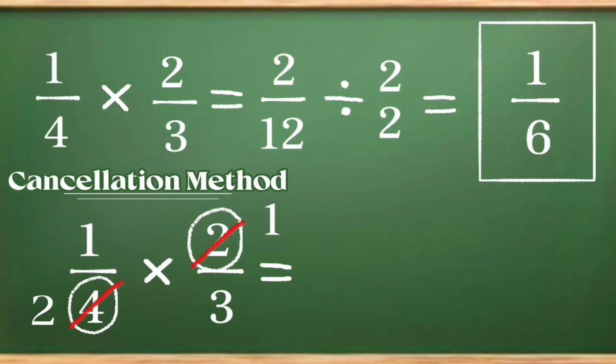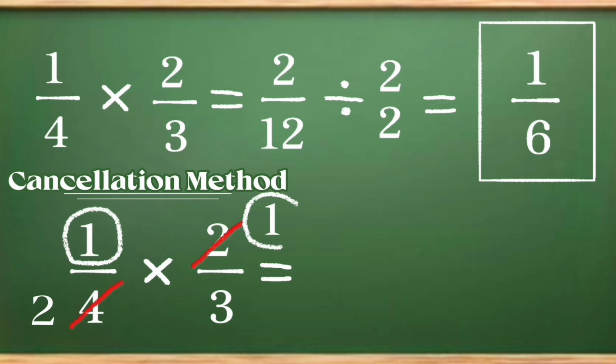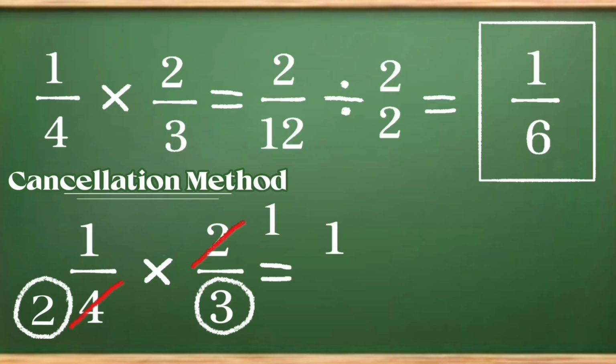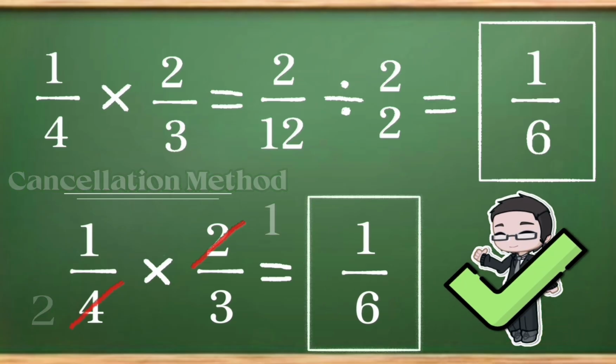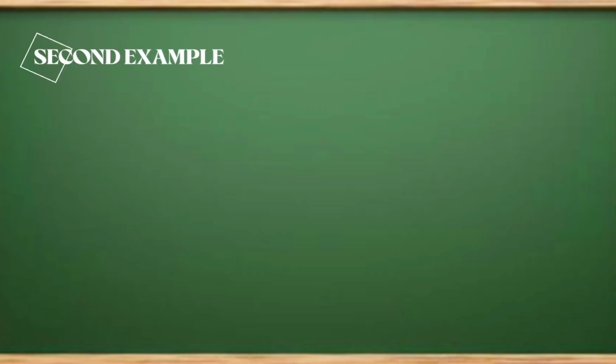Can you still see another numerator and denominator that have a common factor? No more. Now, we can multiply the numerators and denominators. 1 times 1 is 1. 2 times 3 is 6. Now, our answer is 1/6. Now, let us try another example.